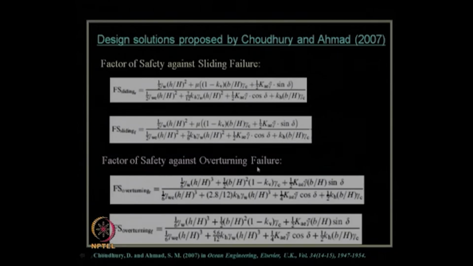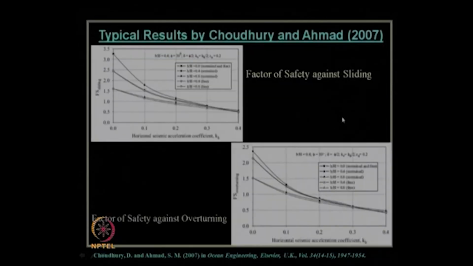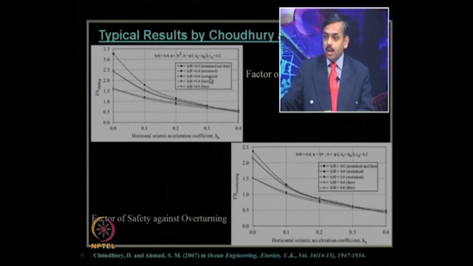Similarly, for the overturning mode of failure there will also be two cases of factor of safety. One is with respect to the restrained water condition, another is the free flow water condition. You can get the details in this journal paper. These are a few results: factor of safety against sliding and against overturning for both restrained and free water cases. You can see the changes in the factor of safety values with respect to the horizontal seismic acceleration. In that case, remember, you need not consider the tsunami wave height, because now there is no reason to consider that.